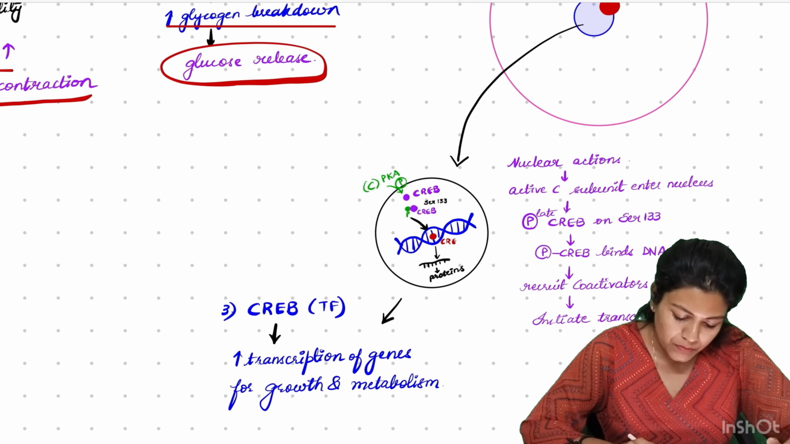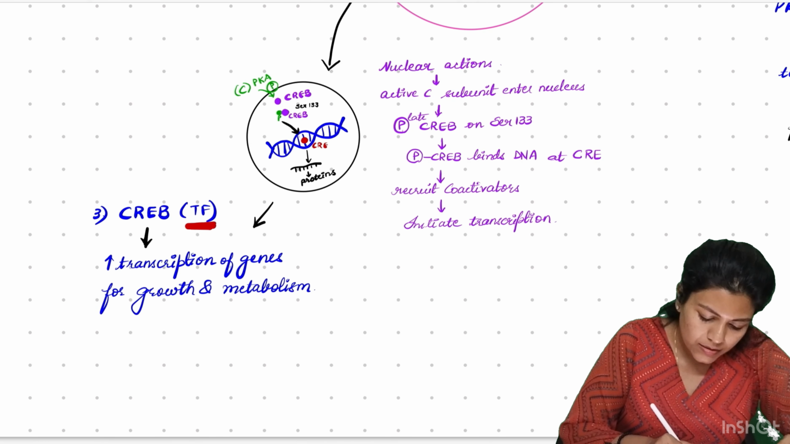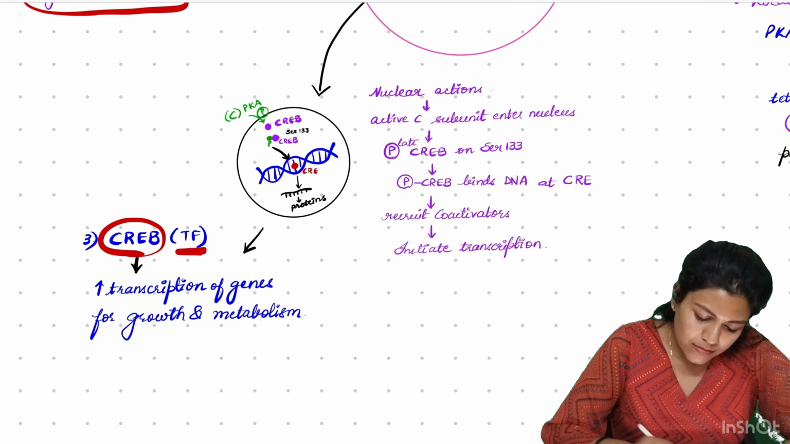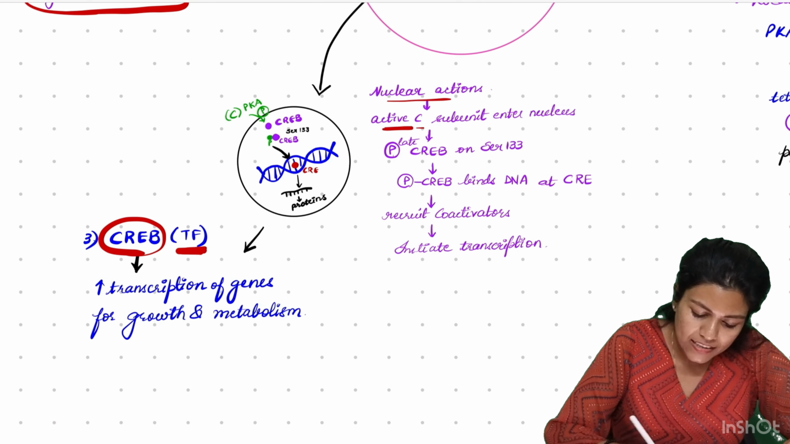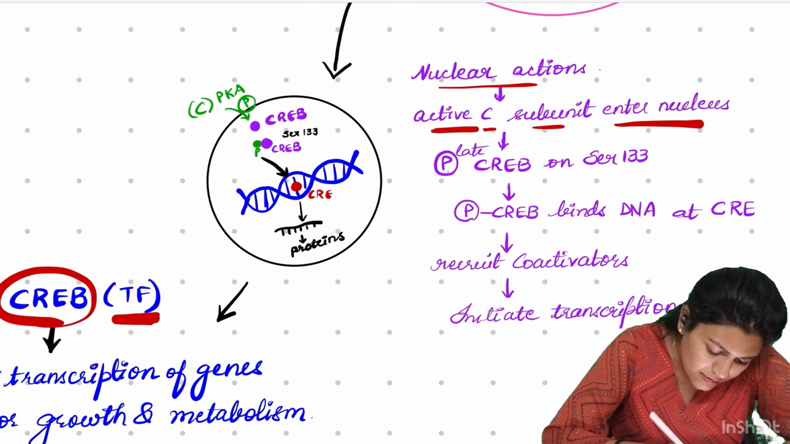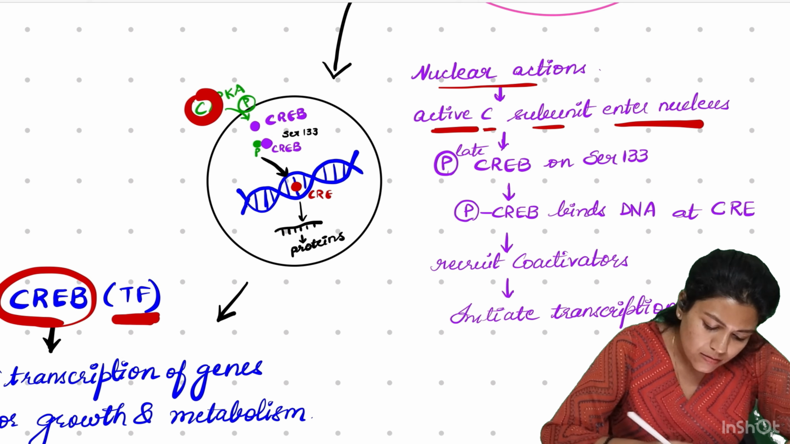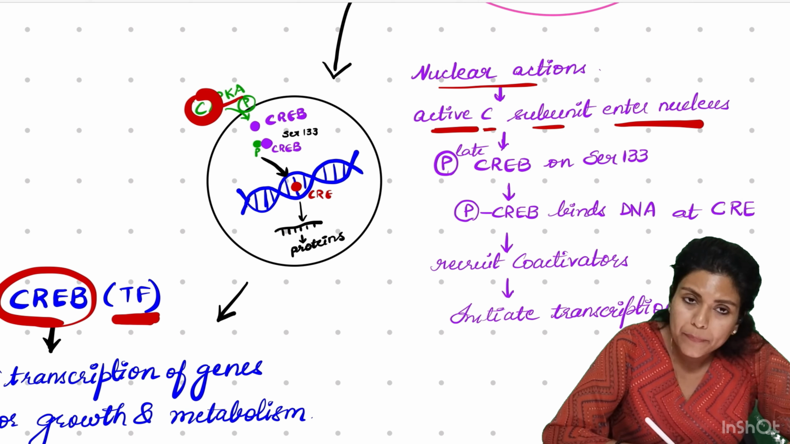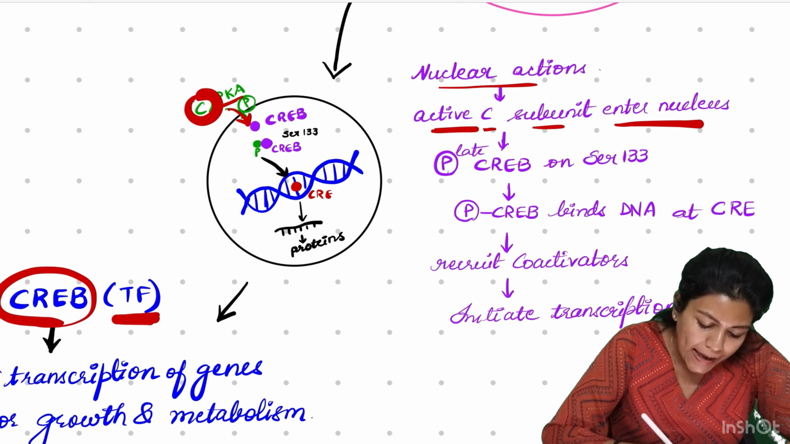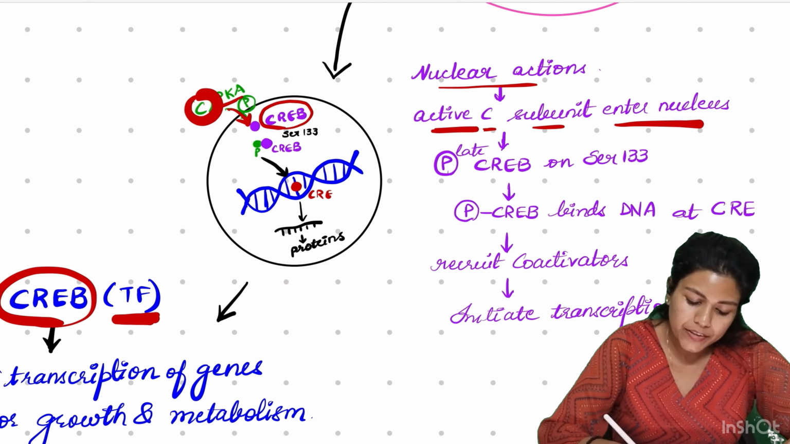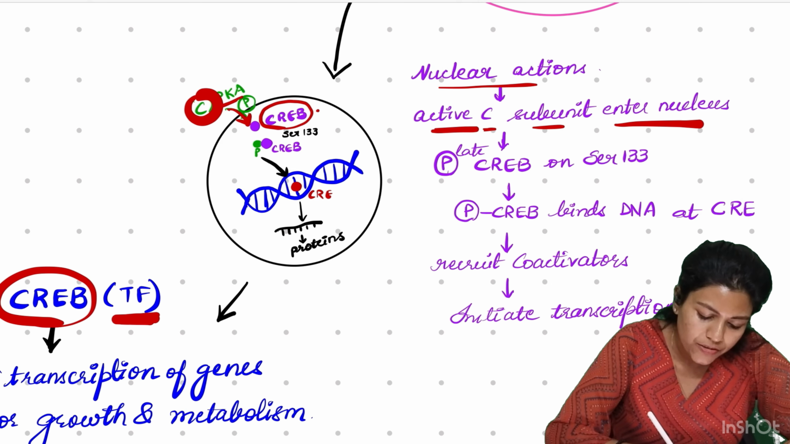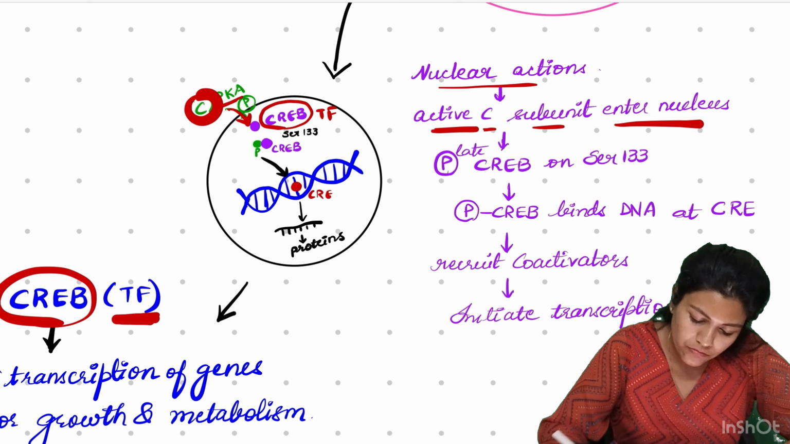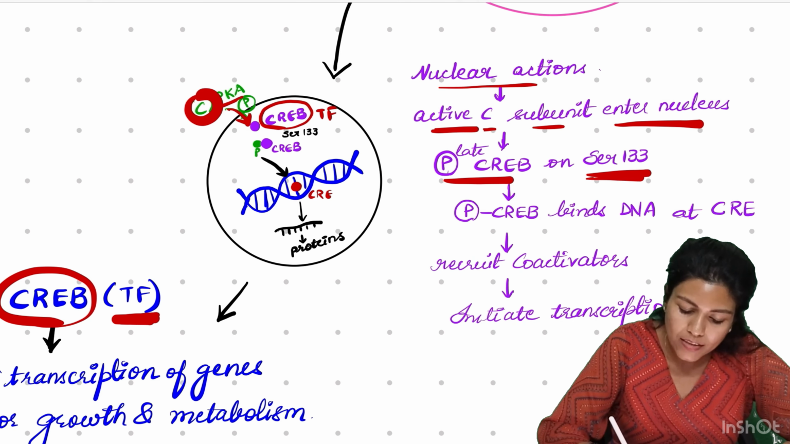Third example, let's see the transcription factor present in the nucleus, that is CREB. The active C catalytic subunit of this PKA enzyme will enter the nucleus and it will phosphorylate CREB. CREB is a transcription factor present inside the nucleus. It will phosphorylate CREB on serine residue 133, at serine 133. This is the phosphorylated CREB.